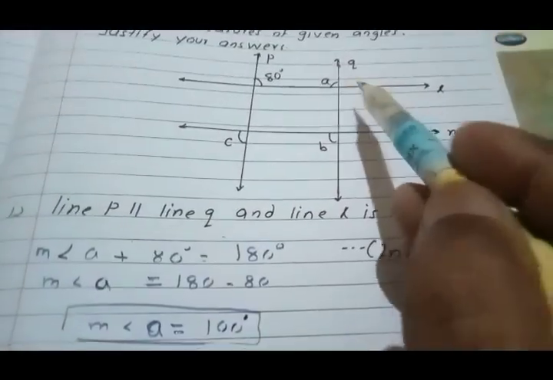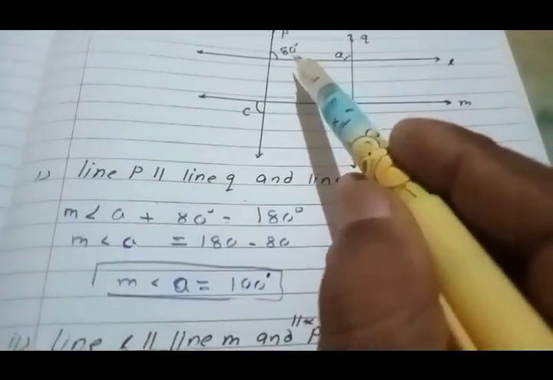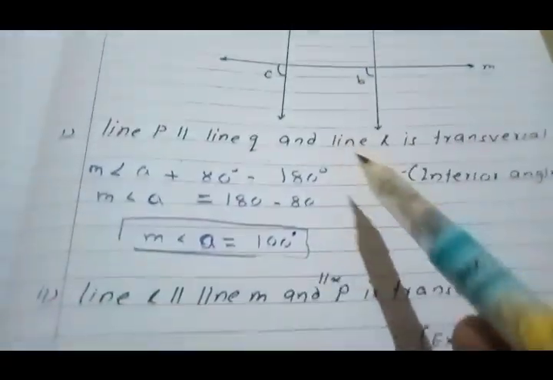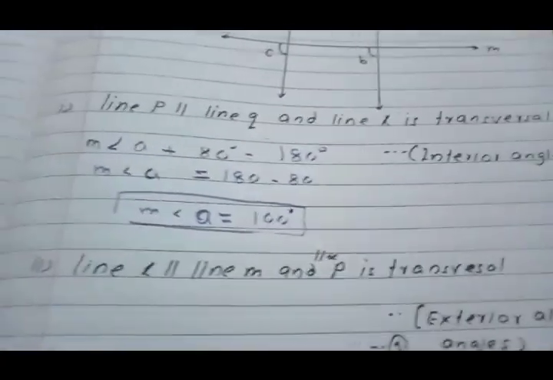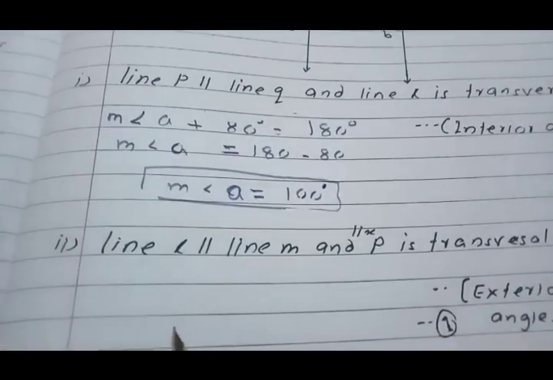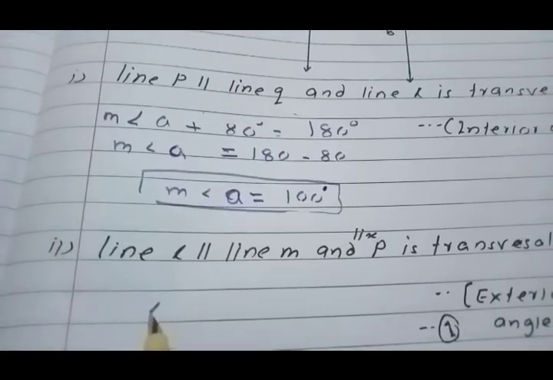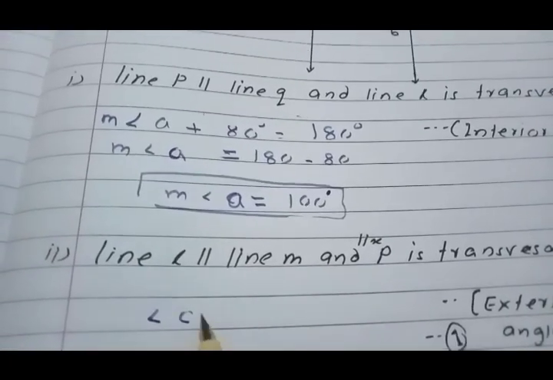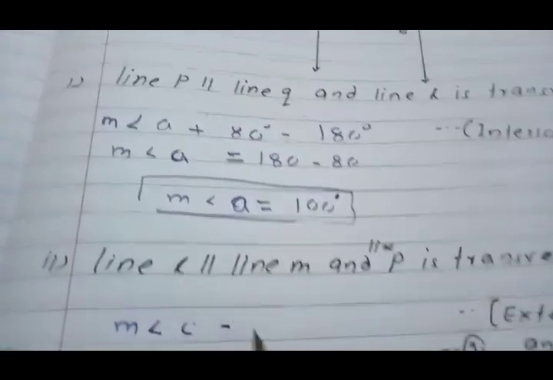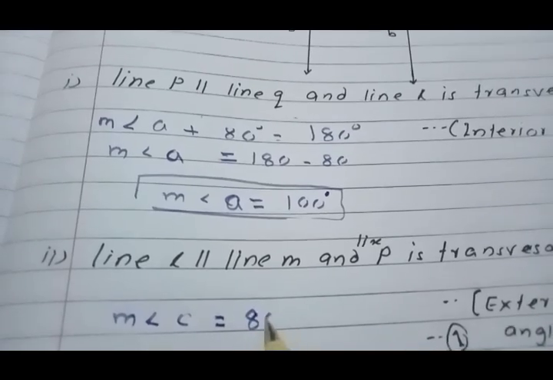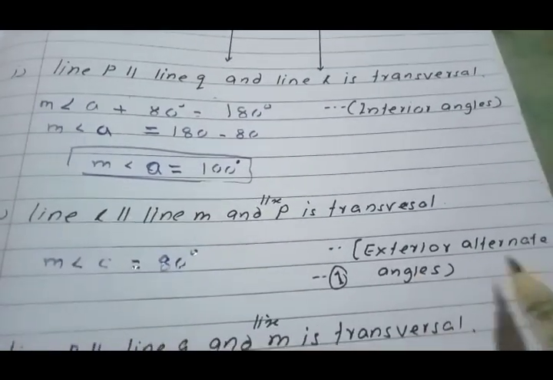Then line L parallel M and P is the transversal. So here angle C equal to angle 80, exterior angle. Here measure angle C equal to 80 degree. Reason: exterior angle.